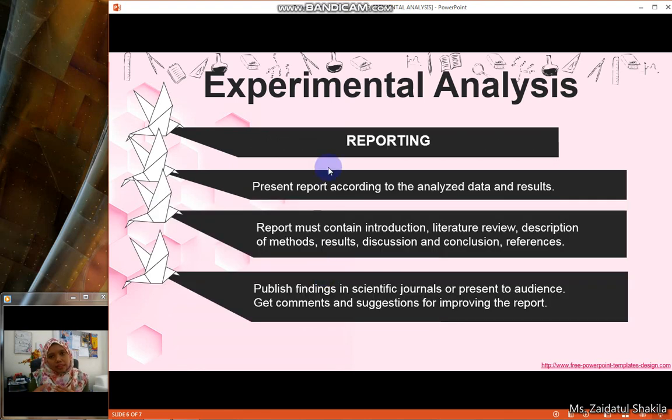Okay, after you analyze your results, you need to report your findings. So please present a report according to the analyzed data and results. Your report must contain introduction, literature review, description of methods, results, discussion, conclusion, as well as the references, and publish your findings in scientific journals or present to an audience so that you get comments and suggestions for improving your experiment.